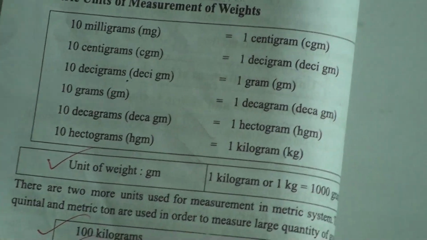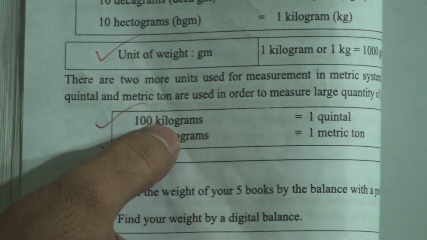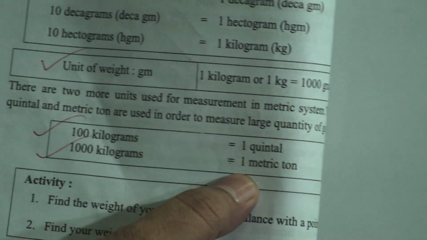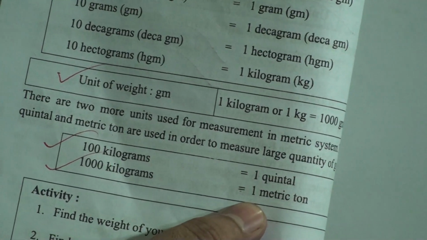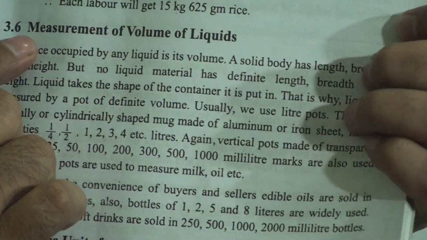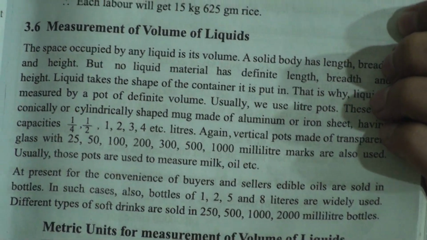Dear students, you will see here two important information, that is 100 kilograms equal to 1 quintal and 1000 kilogram equal to 1 metric ton. These are important informations. Okay, dear students, now let us go to the next page. Next page, here the next topic is measurement of volume of liquids. Measurement of volume of liquids.